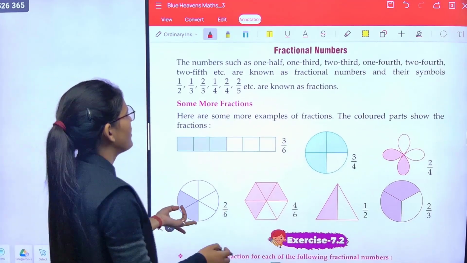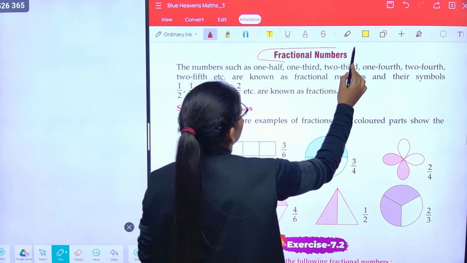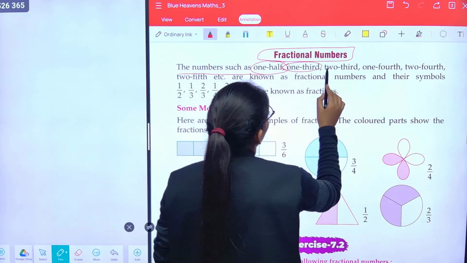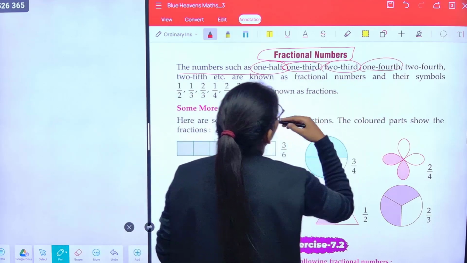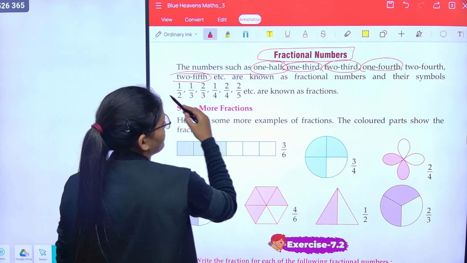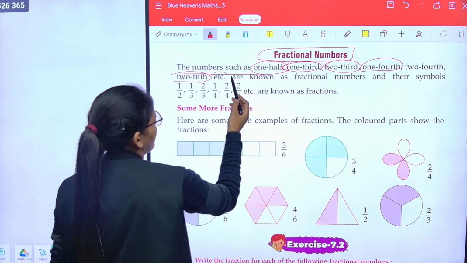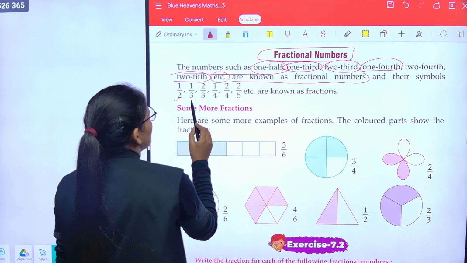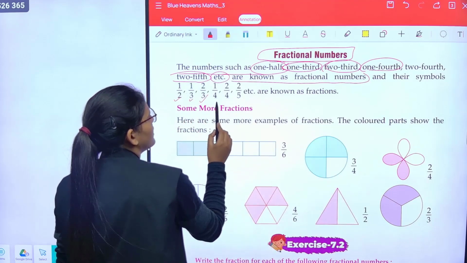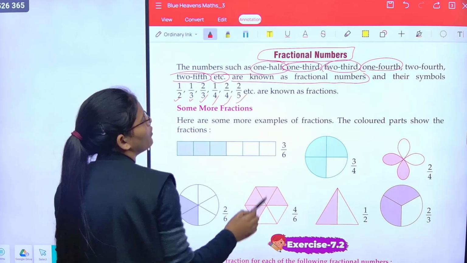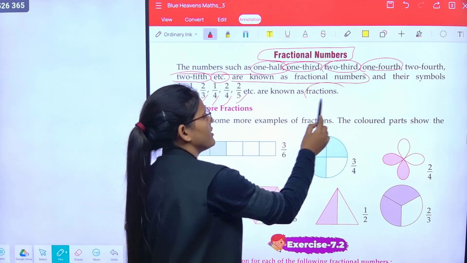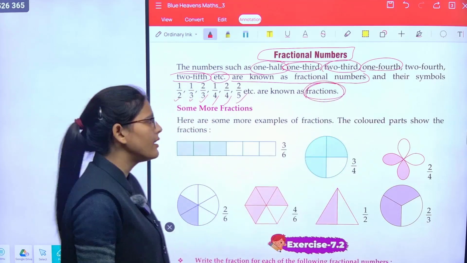Now students, fractional numbers. The numbers such as 1/2, 1/3, 2/3, 1/4, 2/5, 2/4, etc. are known as fractional numbers, and their symbols 1/2, 1/3, 2/3, 1/4, 2/4, 2/5, etc. are known as fractions. Understand class?